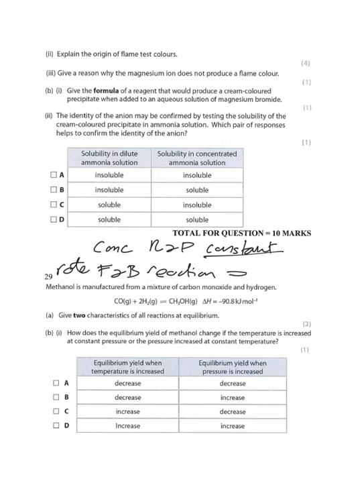How does the equilibrium yield of methanol change? Well, you can see it's an exothermic reaction. So if you increase the temperature, the amount of methanol is going to decrease. And there's also only 1 molecule on the right hand side. So if you increase the pressure, then it's going to increase. So you have B there.